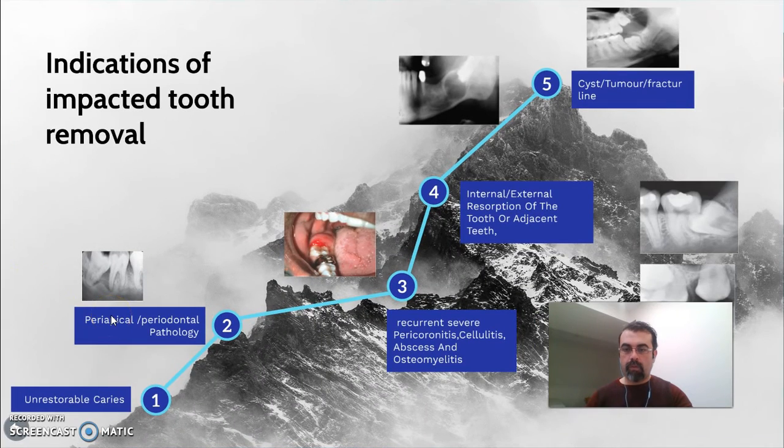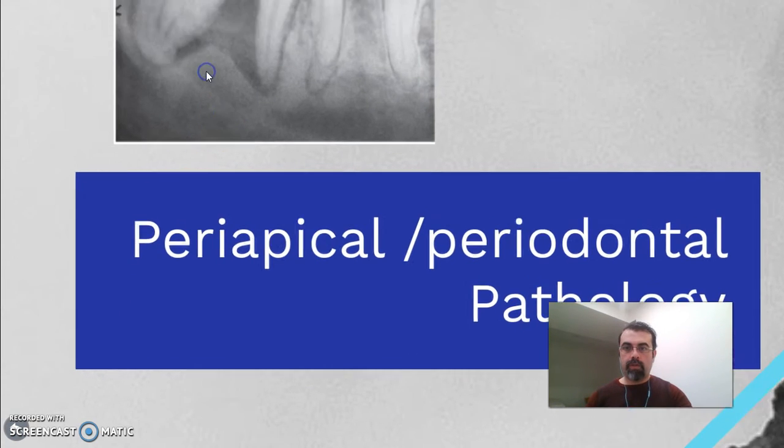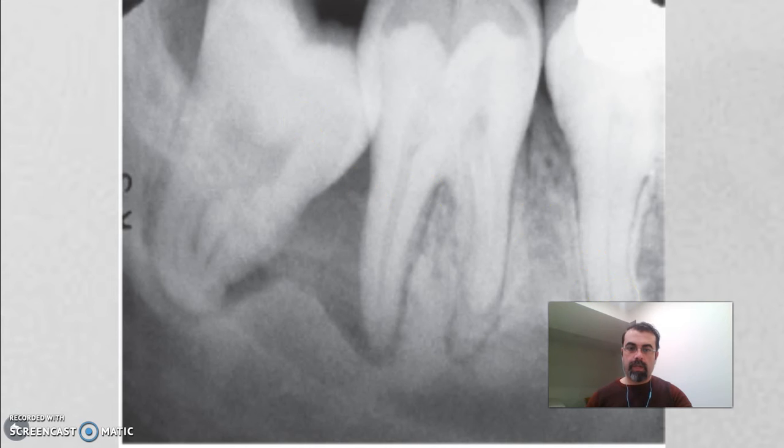The second one: is there any periapical or periodontal pathology? And this X-ray is a good example for that. As you can see here, this is the third molar. It has a nice and neat fused root, which is easy to extract.